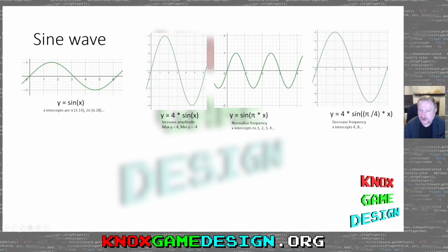So now we've got it kind of normalized where it crosses over. But what if we wanted to only cross over at 4 and 8 and -4? Then what we want to do is sine, then pi over 4 times x. That'll make it so it crosses over at 4 and 8. And then to get that maximum amplitude of 4 and lowest of -4, we just multiply all that by 4.